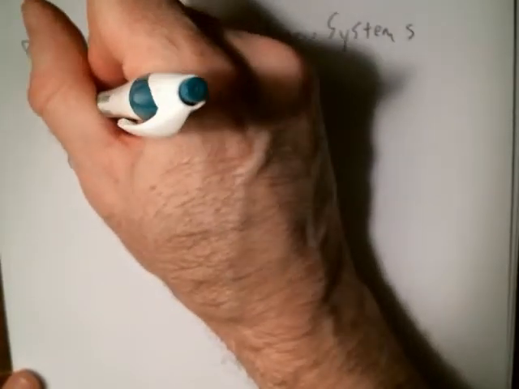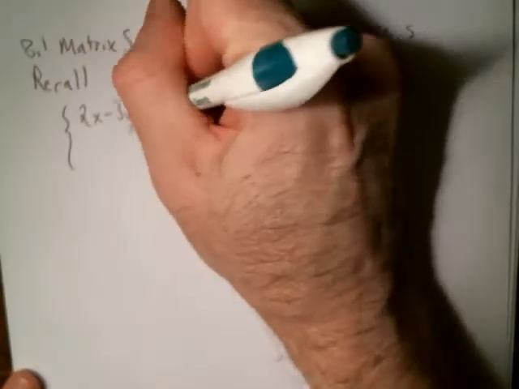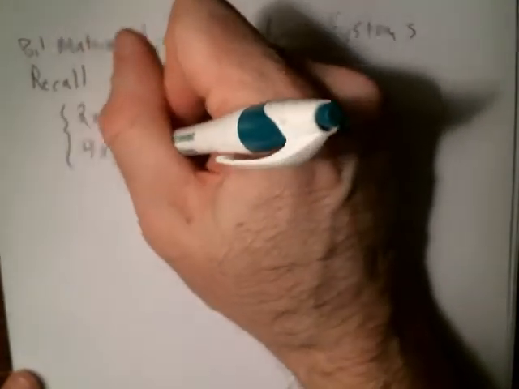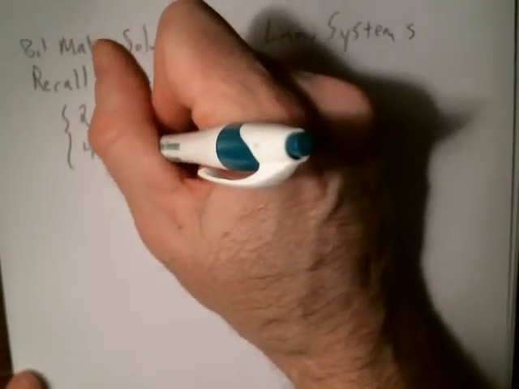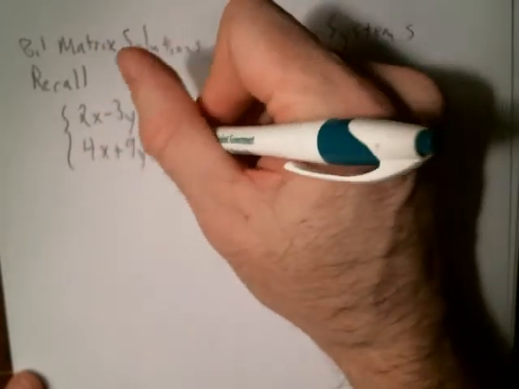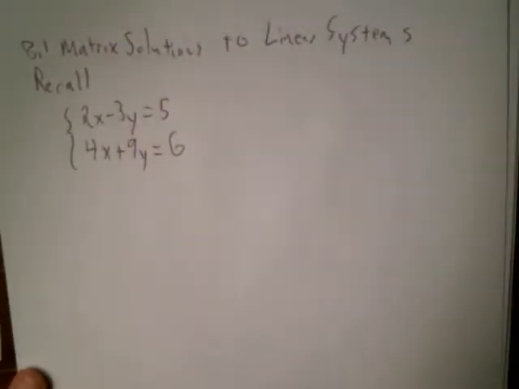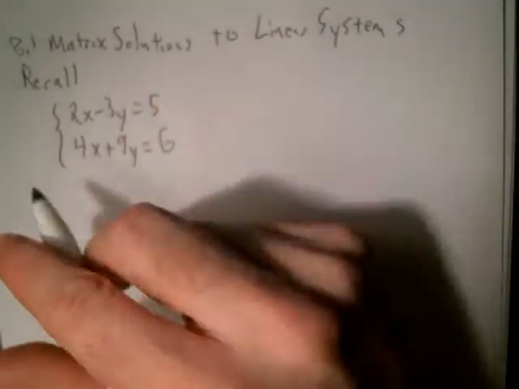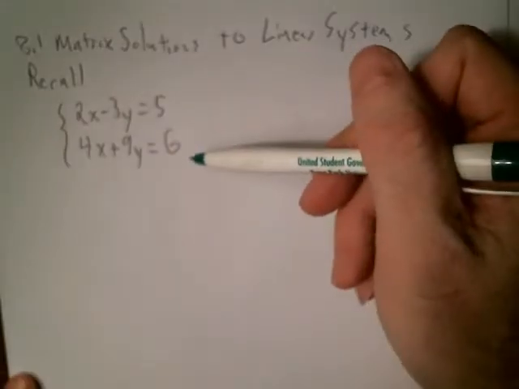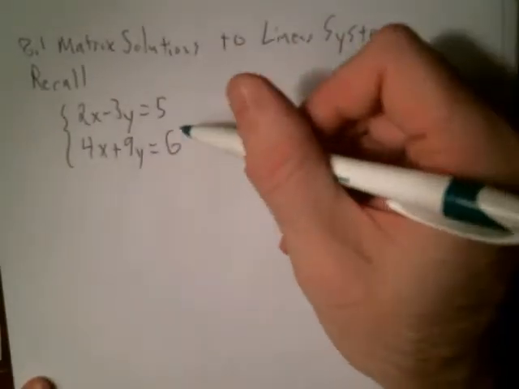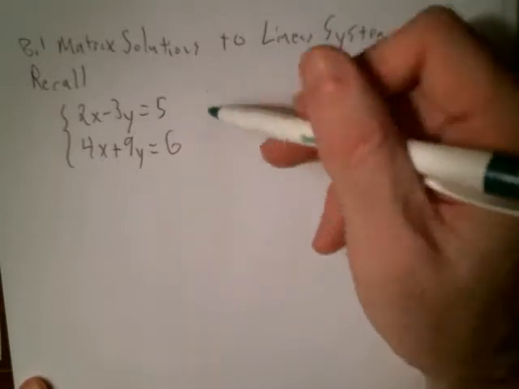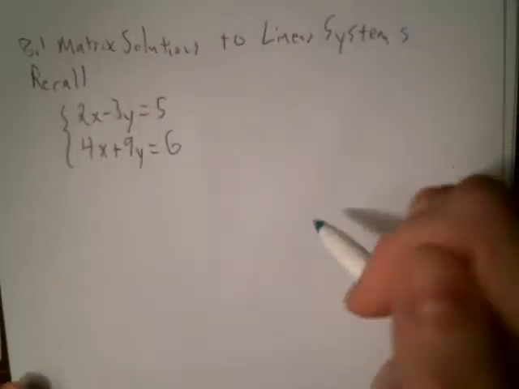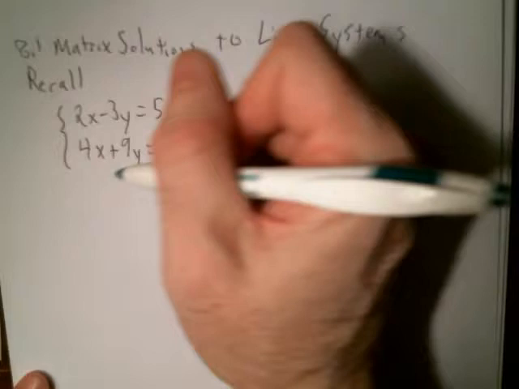Recall having systems such as 2x minus 3y equals 5, and then we'll say 4x plus, I don't know, 9y equals 6. Okay. So I want to solve this, but I want to do it in a new way. A number of the things we could do, we could multiply one equation by a constant, add equations together column-wise, and then do back substitutions. We're going to encode that now in matrices.